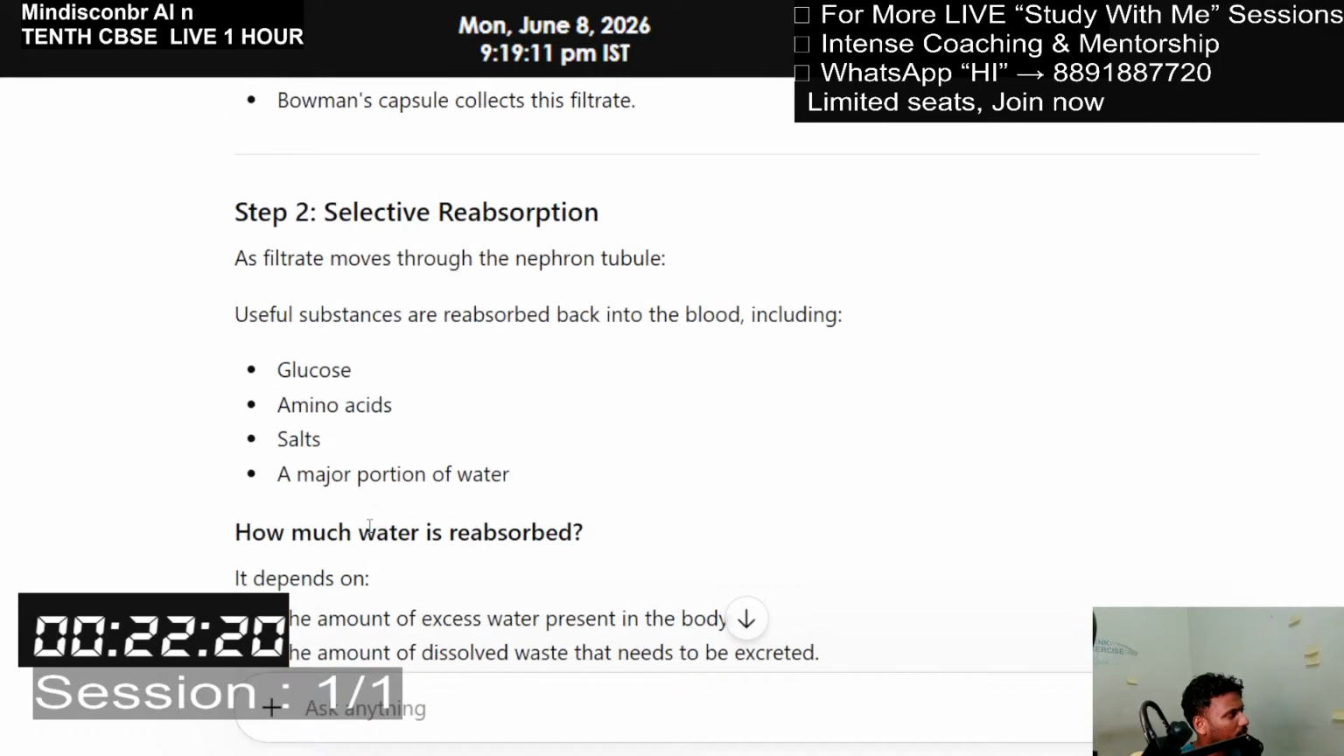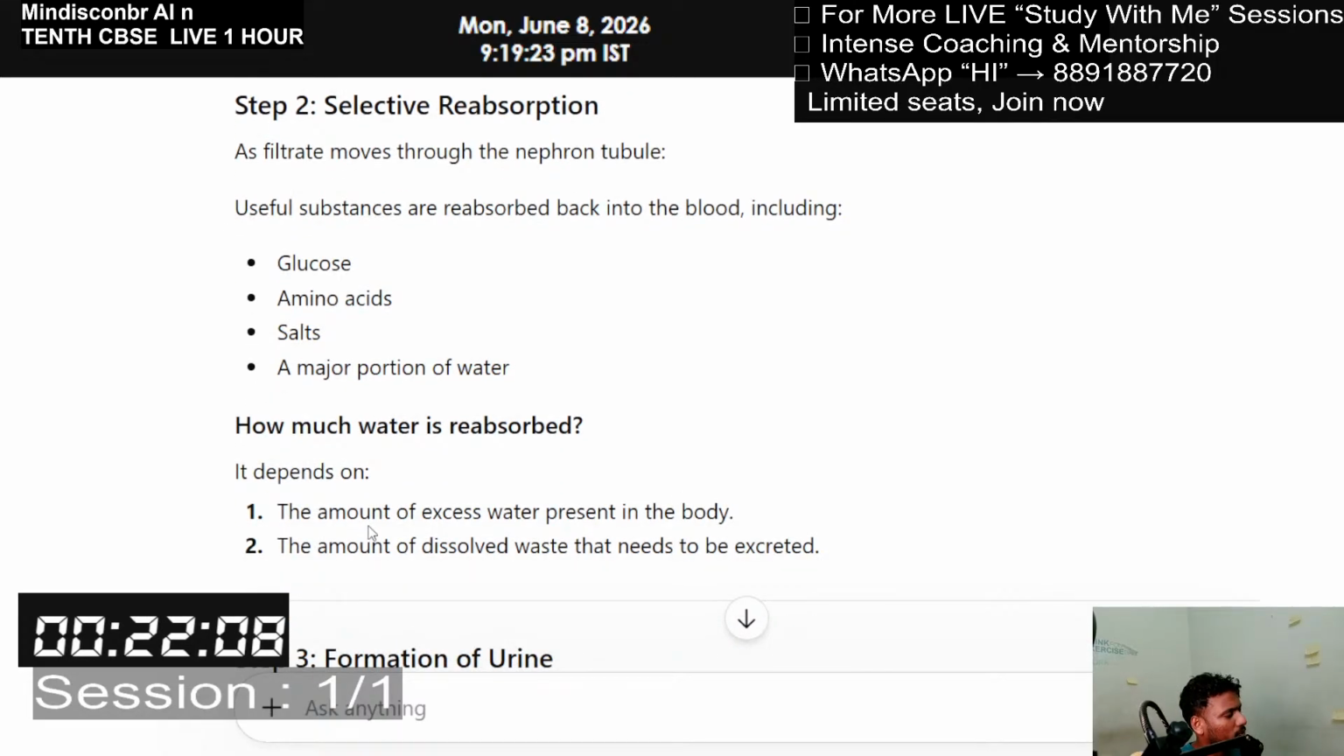Selective reabsorption. As filtrate moves through the nephron tubule, useful substances are reabsorbed back into the blood, including glucose, amino acids, salt and a major portion of water. How much water is reabsorbed? It depends on the amount of excess water present in the body and the amount of dissolved waste that needs to be excreted.